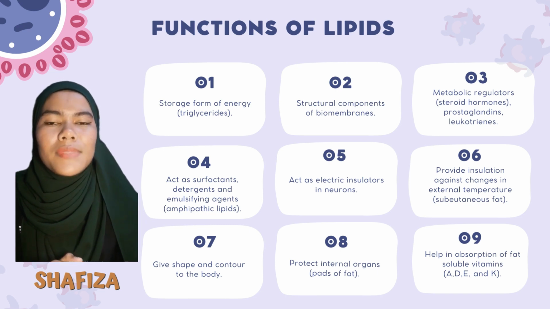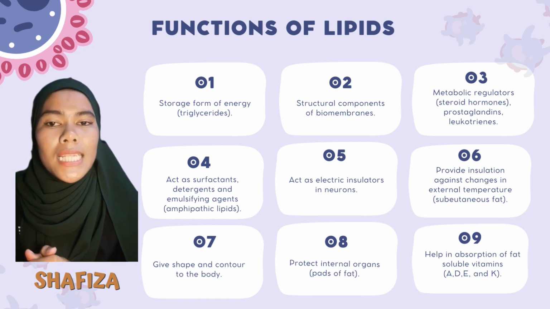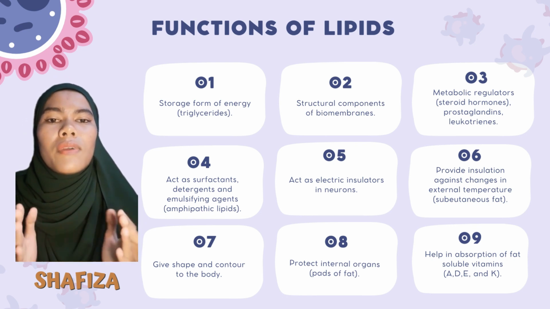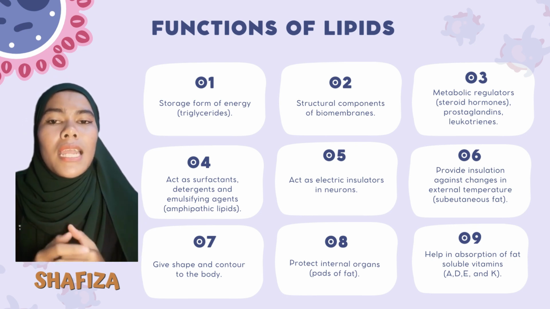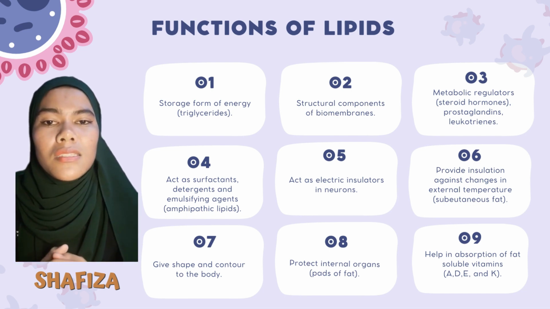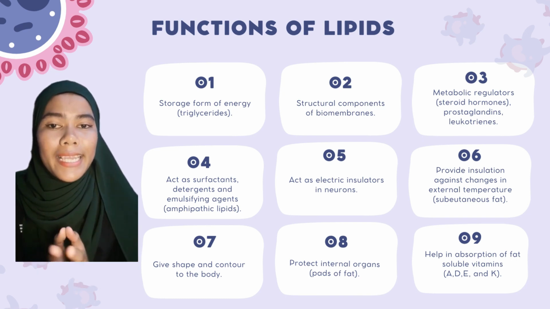Subcutaneous fat. Number seven, give shape and contour to the body. Number eight, protect internal organ, parts of fat. And lastly, number nine, help in absorption of fat soluble vitamin A, D, E, and K.